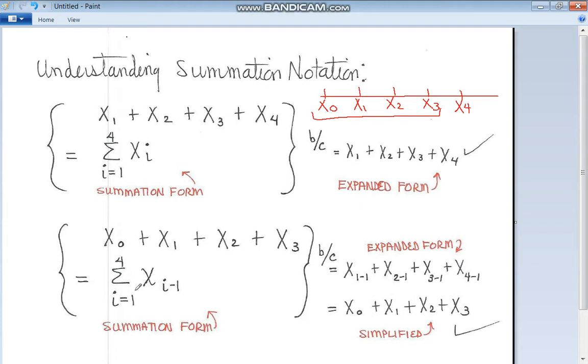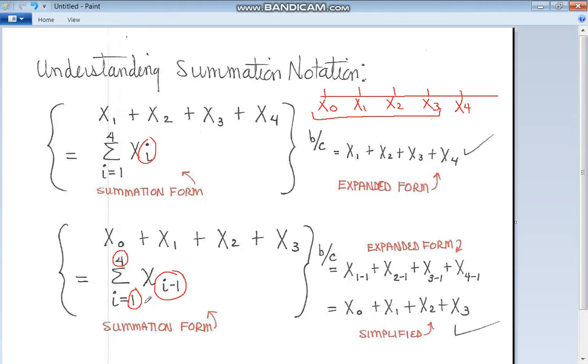We are not changing the index on the summation notation. We still start with i equal 1 and we end with i equal 4. The only thing that's different in the second example is the subscript for the index. Instead of being i like it was in the first example, it's i minus 1. So whenever we get to each term, we're going to let i equal whatever number we're at and then subtract 1. So here's the expanded form.